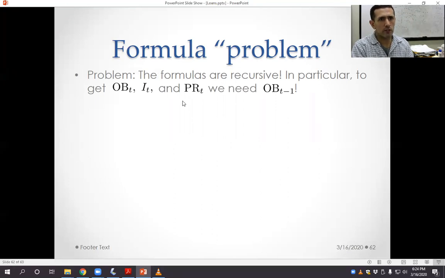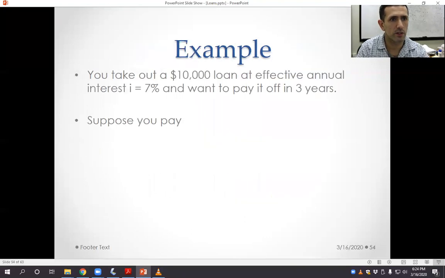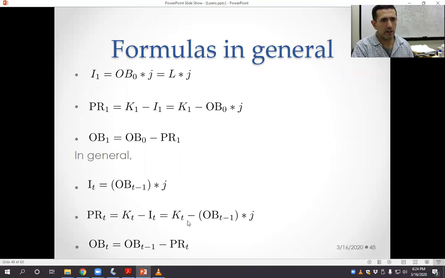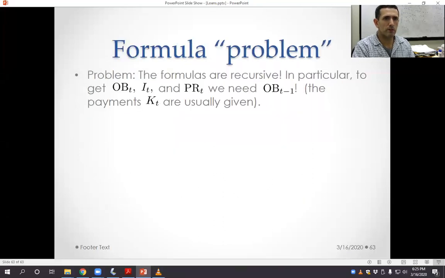in particular, all these depend on OB_t minus one. For OB_t, you need I_t and PR_t to get OB_t. And to get PR_t and I_t, the principal repaid in the t-th year and the interest paid in the t-th year, you need OB_{t-1}, your outstanding balance at the end of the t minus 1 year. If you go back here, you'll see that. For OB_t, you need OB_{t-1}. For PR_t, you ultimately need OB_{t-1}. And for I_t, you need OB_{t-1}. You do need the payments, but those are usually given to you. Not always, as an example we did before, but usually they are.